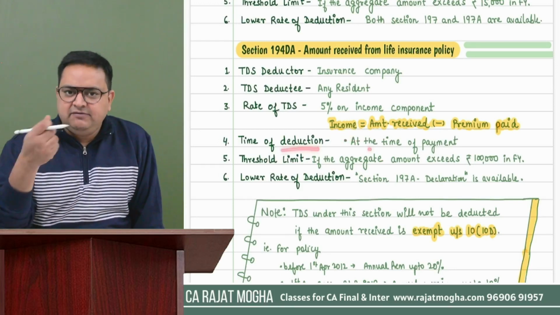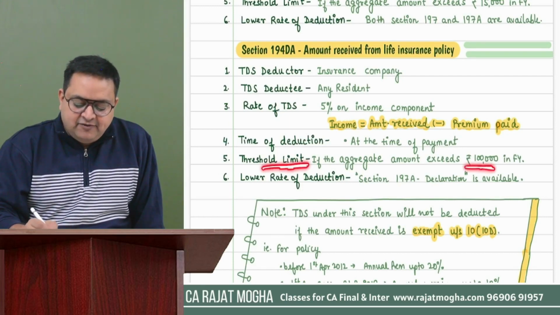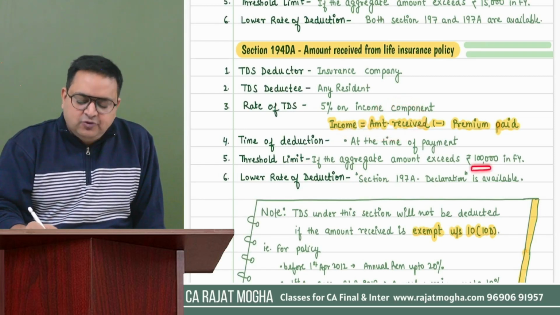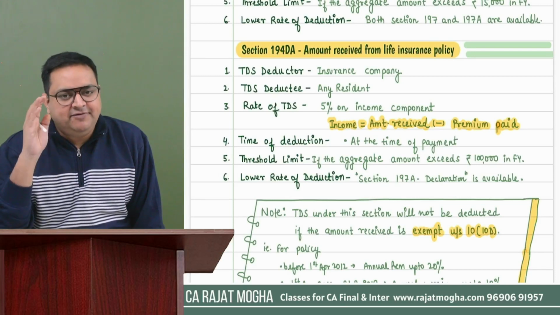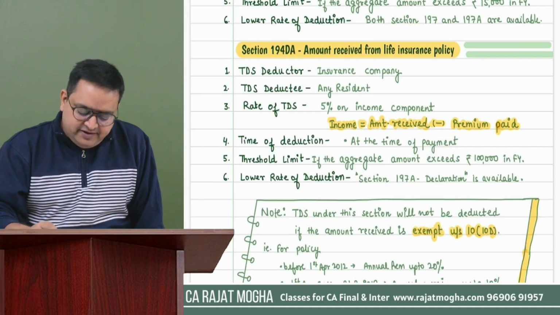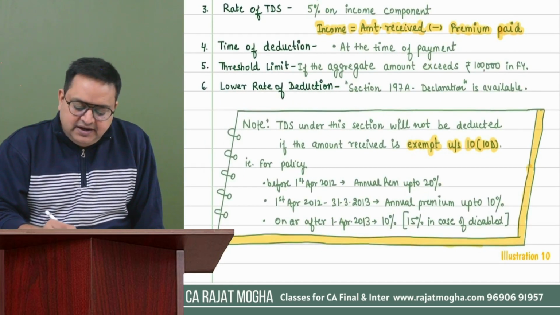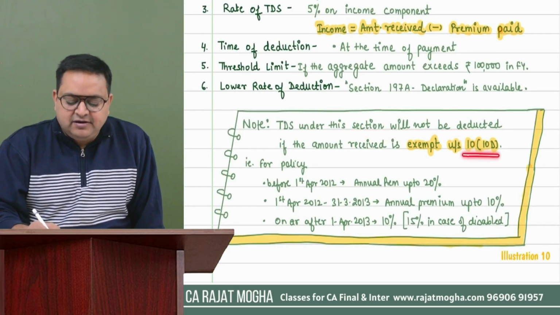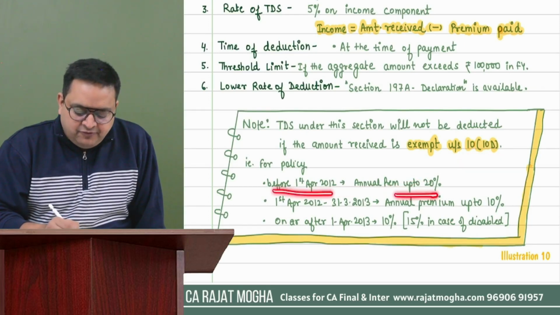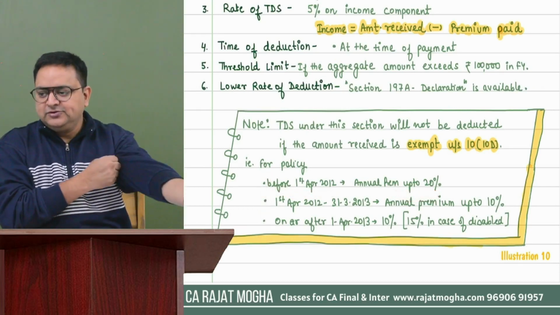Time of deduction: at the time when they pay you this amount, they will deduct 5% TDS. But the threshold limit is 1 lakh. Is 1 lakh the income amount? No. If the amount which you are receiving is more than 1 lakh, then only TDS will be applied. If it is not more than 1 lakh, TDS will not be applied. Lower rate of deduction, 197A declaration is available here. And I have also mentioned that TDS under this section will not be applied if it is covered under section 10(10D), if it is exempt. So you understand, if the premium amount is up to 20% before 1st April 2012, that I have already discussed with you. Got it? So this was 194DA.